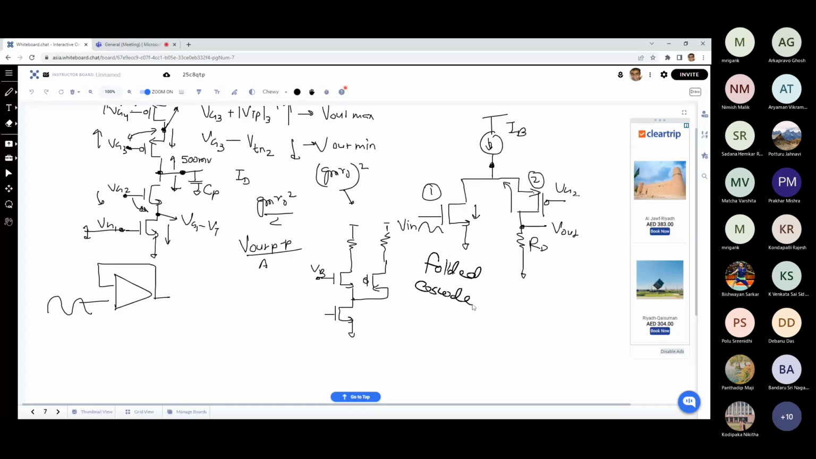This is important because this kind of configuration is used in differential topology, and that is called folded cascode operational amplifier. So you should be comfortable with this. You should not have any difficulty in understanding how it is working, how the signal is flowing, how the output signal is coming. Those things should be clear.